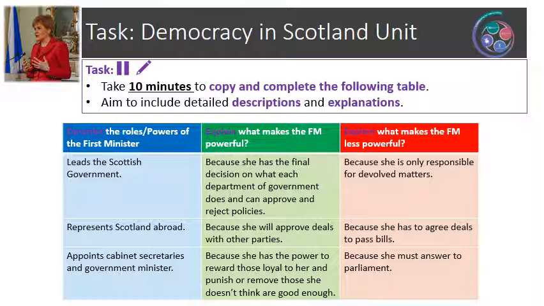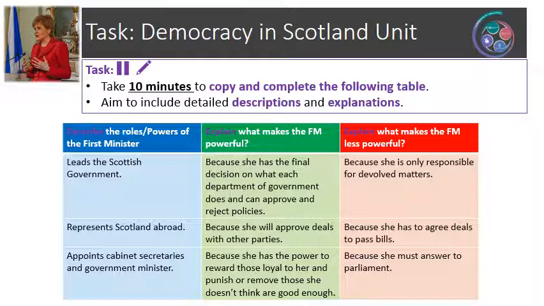She also appoints cabinet secretaries and government ministers. We then want to think about the more challenging aspect here. Can we give reasons why the First Minister is powerful? And you'll see that to get you into the habit, I have given you examples with the word "because" at the start. So the First Minister may be viewed as powerful because she has the final decision on what each government department does, and she can approve and reject policies.